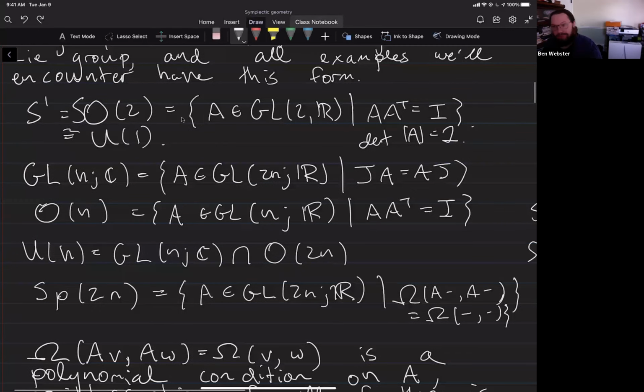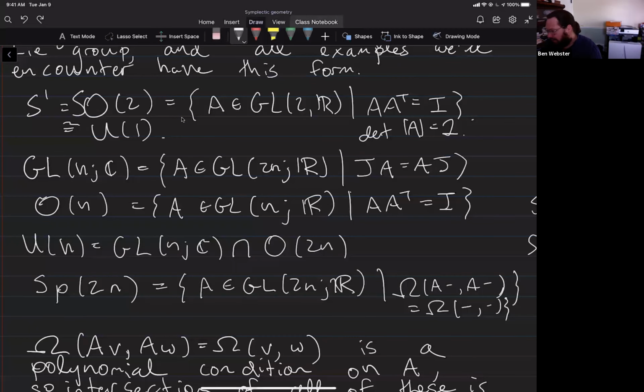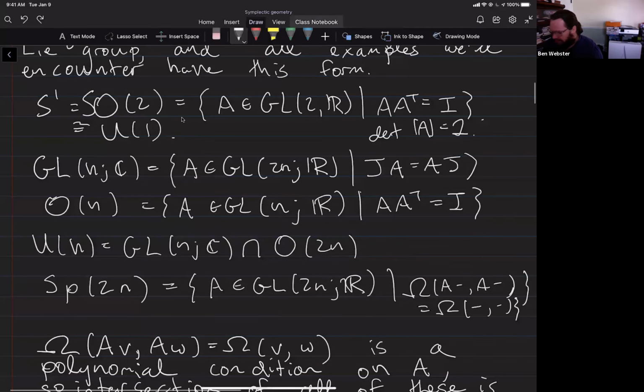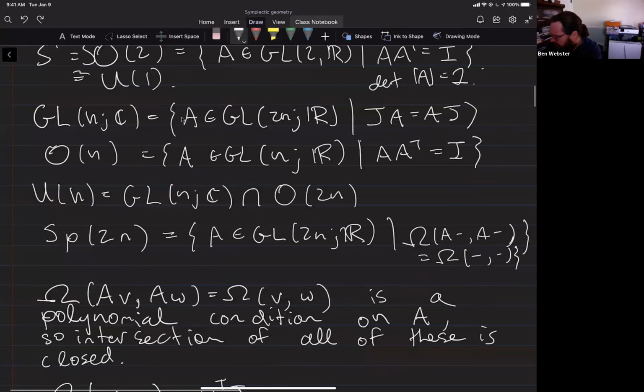You can also look at the orthogonal matrices, which are matrices whose inverse is equal to their transpose. That's a closed condition. You can look at the unitary matrices, which are the intersection of that with GL_n(C). This was something that was covered on your homework, that the unitary group is this intersection. And there's also this symplectic group, which is all the matrices that preserve the standard symplectic form on R^2n.